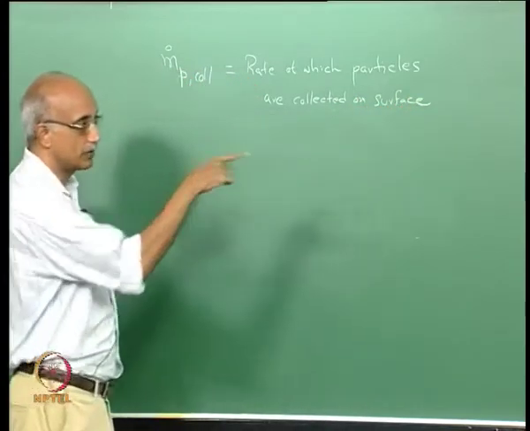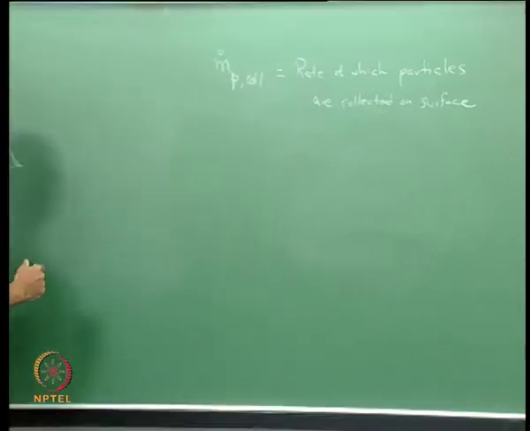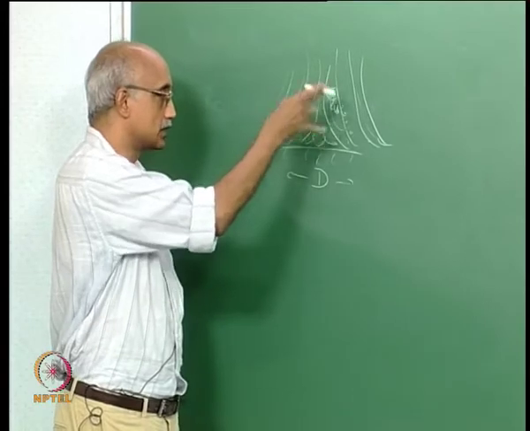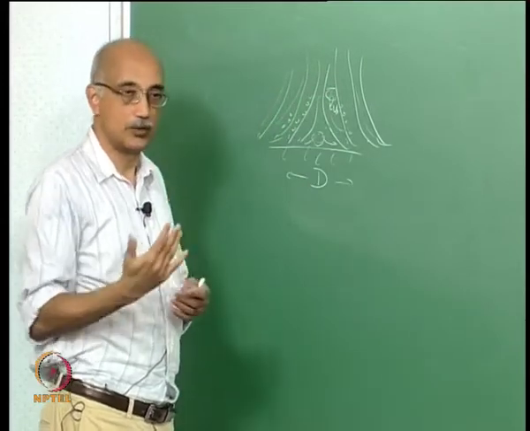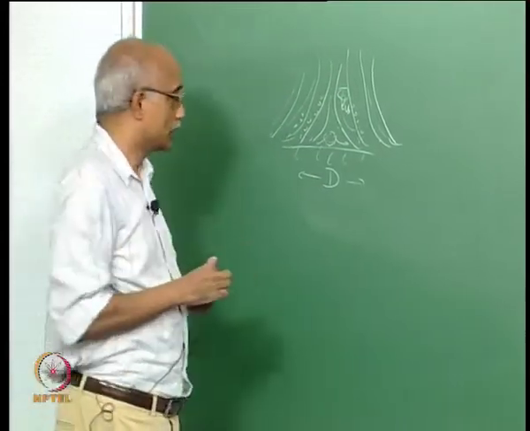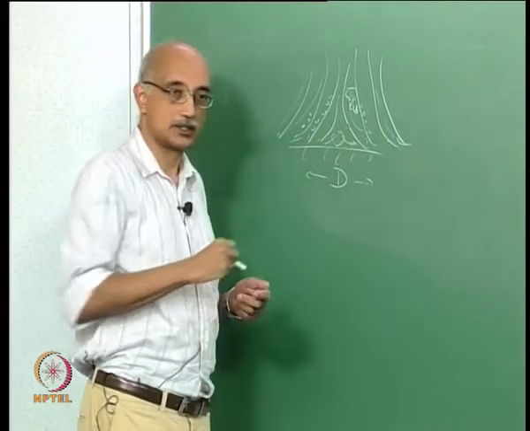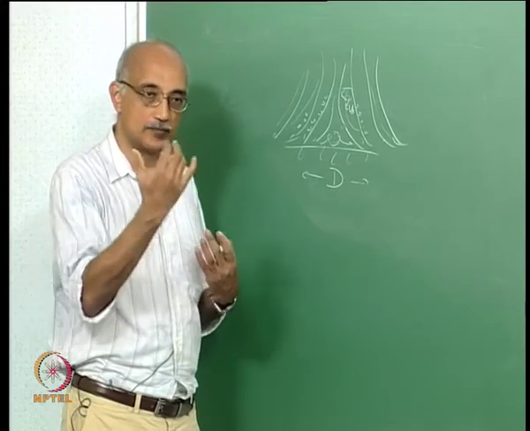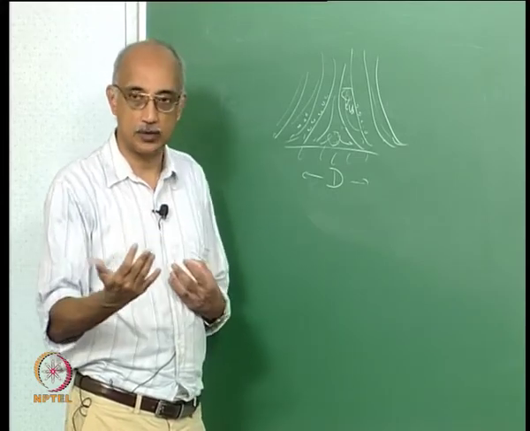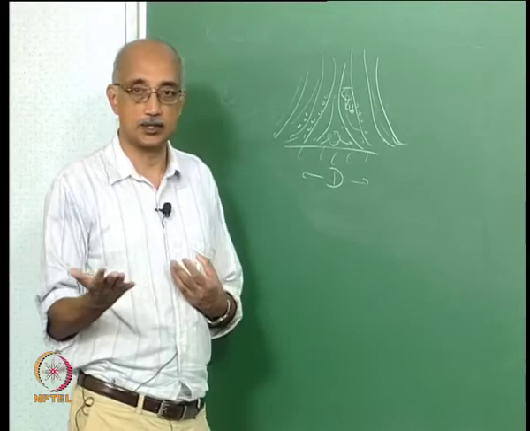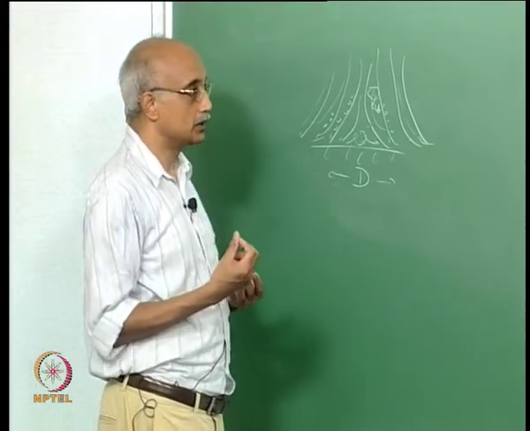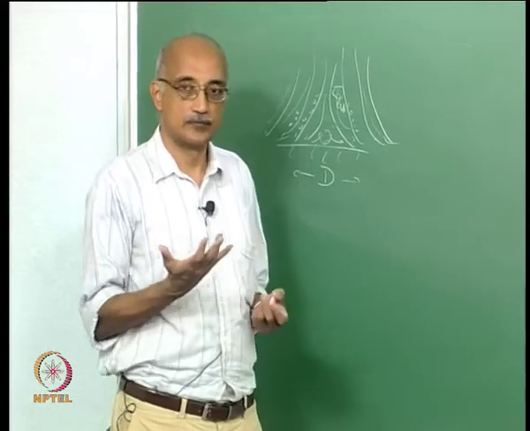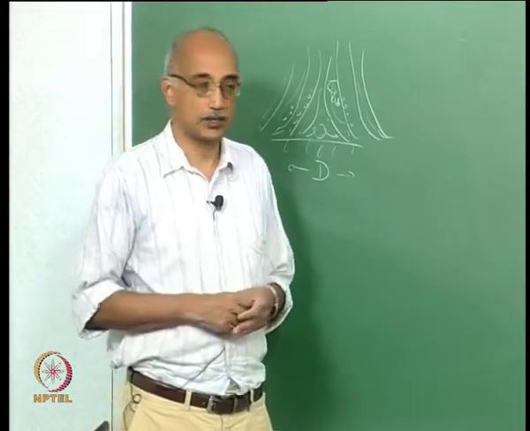Now, why is this different from what we have defined earlier? Come back and look at this. When you have a surface which is encountering a flow containing particles, a lot of particles will be flowing across the surface, but not all of them will actually collect on the surface. Many of them will strike the surface and rebound. Many of them may never encounter the surface, right? So the actual collected material will be smaller than the material that is available for collection.